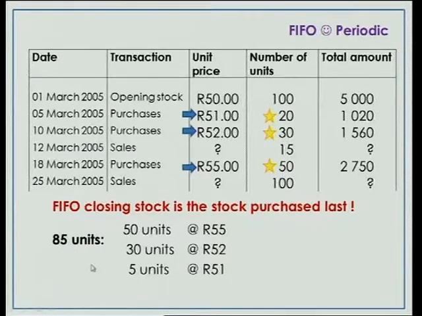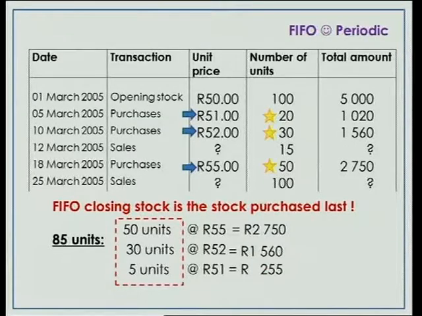Yes, we can. Let's do that. So it is that 50, the stock that we purchased last, plus that 30, and then 5 of those. What happened to the other 115? We sold them. So let's calculate the value of our closing stock. Now we just multiply these.